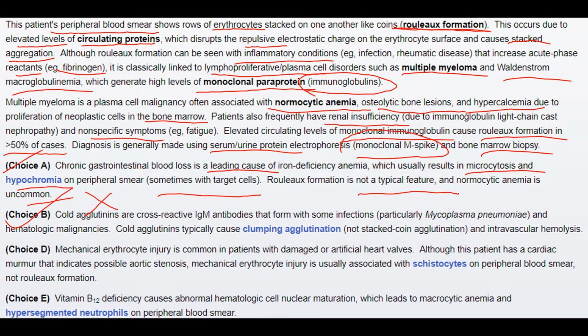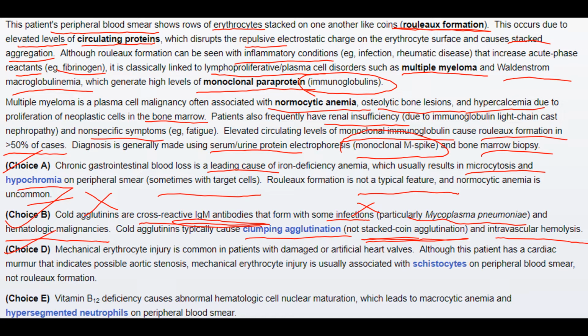In choice B, cold agglutinins are cross-reactive IgM antibodies that form with some infections, particularly Mycoplasma pneumoniae, and hematologic malignancies. Cold agglutinins typically cause clumping agglutination, not stacked coin agglutination, and intravascular hemolysis, thus it was not correct.